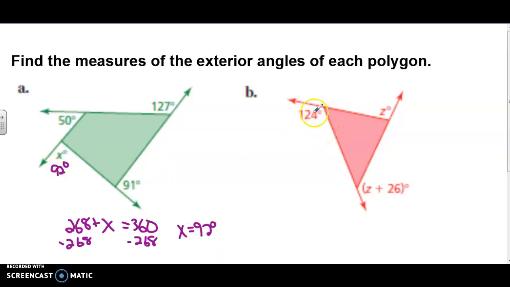For this problem here, I know that I have 124, I have z, and I have z plus 26. So if I add those all together, I get 124 plus z plus 26. What is that going to add up to? Well, it's any shape with any number of sides. You add up all the exterior angles, it equals 360 degrees. So I combine my like terms. 124 and 26 makes 150. z plus z is 2z. Put that equal to 360.